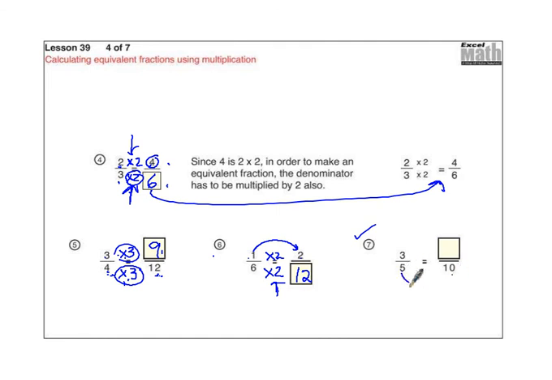5 to 10. How do I get from 5 to 10? I multiply by 2. 3 times 2 is equal to 6. So 3/5 is equal to 6/10.